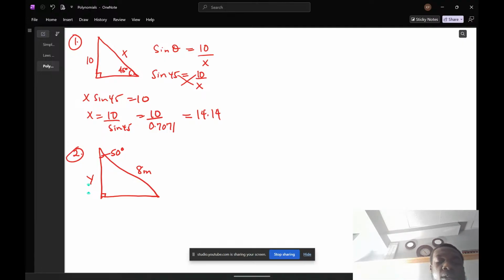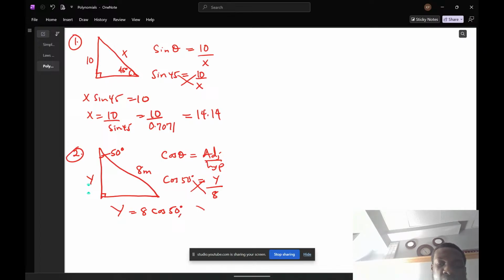So for hypotenuse and adjacent, the term that connects those two is cos. So cos theta is equals to adjacent over hypotenuse, right? So cos 50 degrees is equals to y over 8. Now let's cross multiply. So y is equals to 8 cos 50. So we do 8 times cos 50. We should get 5.14.